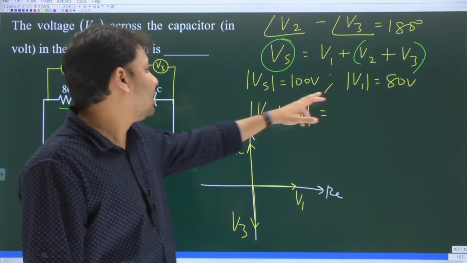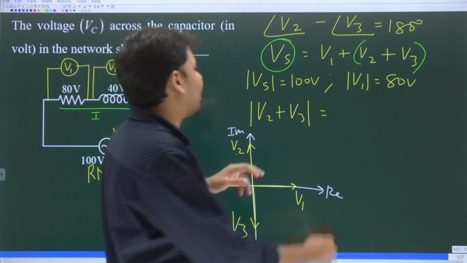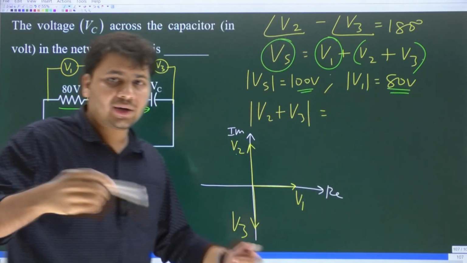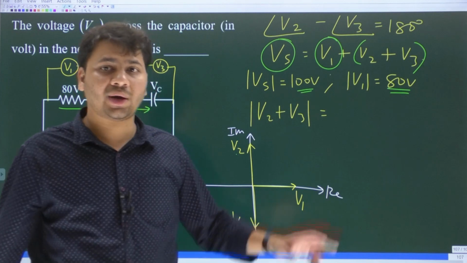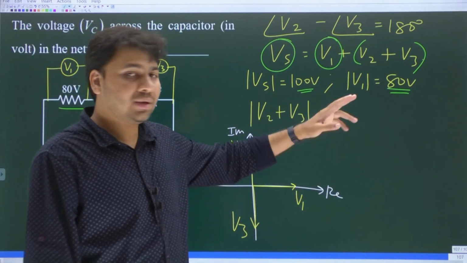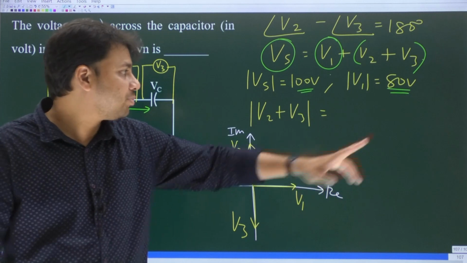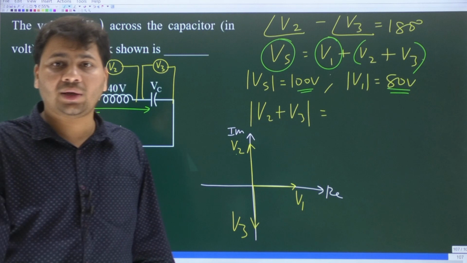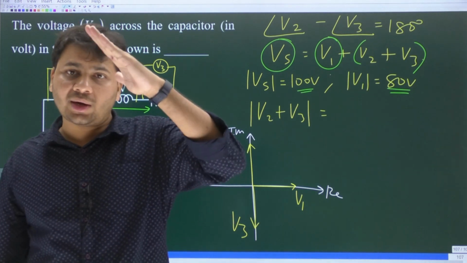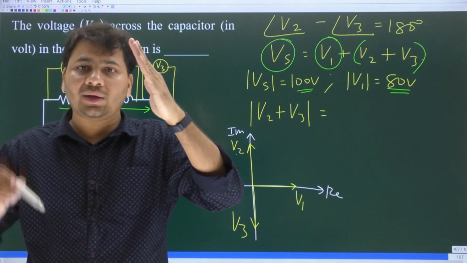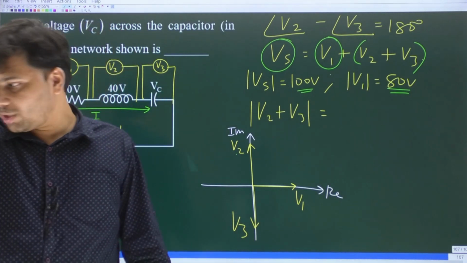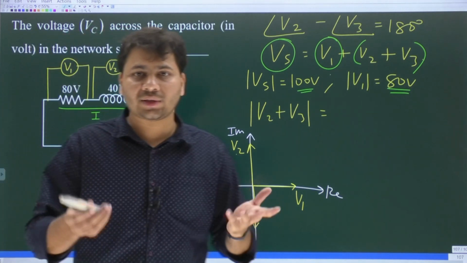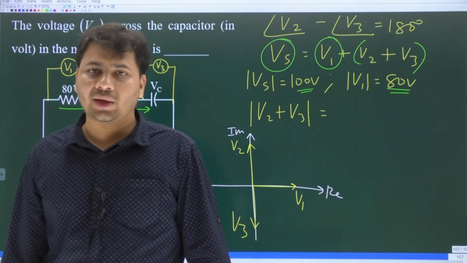100 units, okay? Already for the right triangle, one side is 80. We have a right triangle whose hypotenuse is 100 units, and one of the sides is 80 units. What should be the length of the third side? Please tell me. 60. Only 80 and 60 will give you a hypotenuse of length 100.